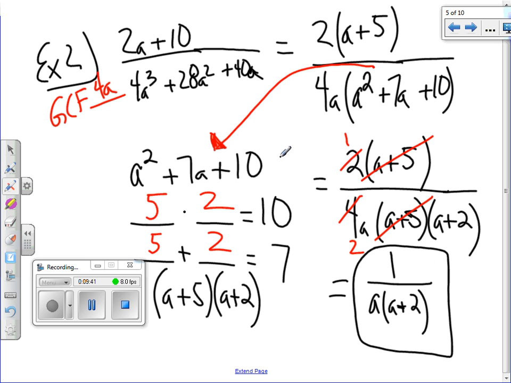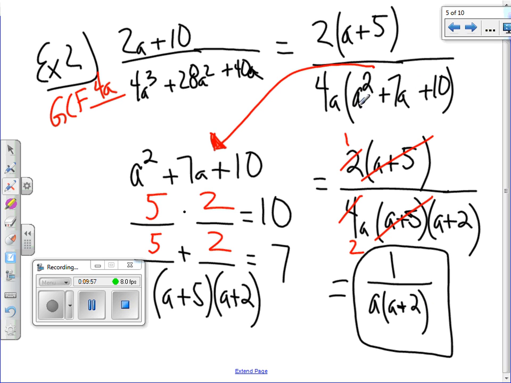Now, I want to say that it won't always be the case that when you take the GCF out, you'll get something that's naked, right? Just take a look at the first example we did. We took out a GCF in the downstairs, but we didn't get something that was naked.